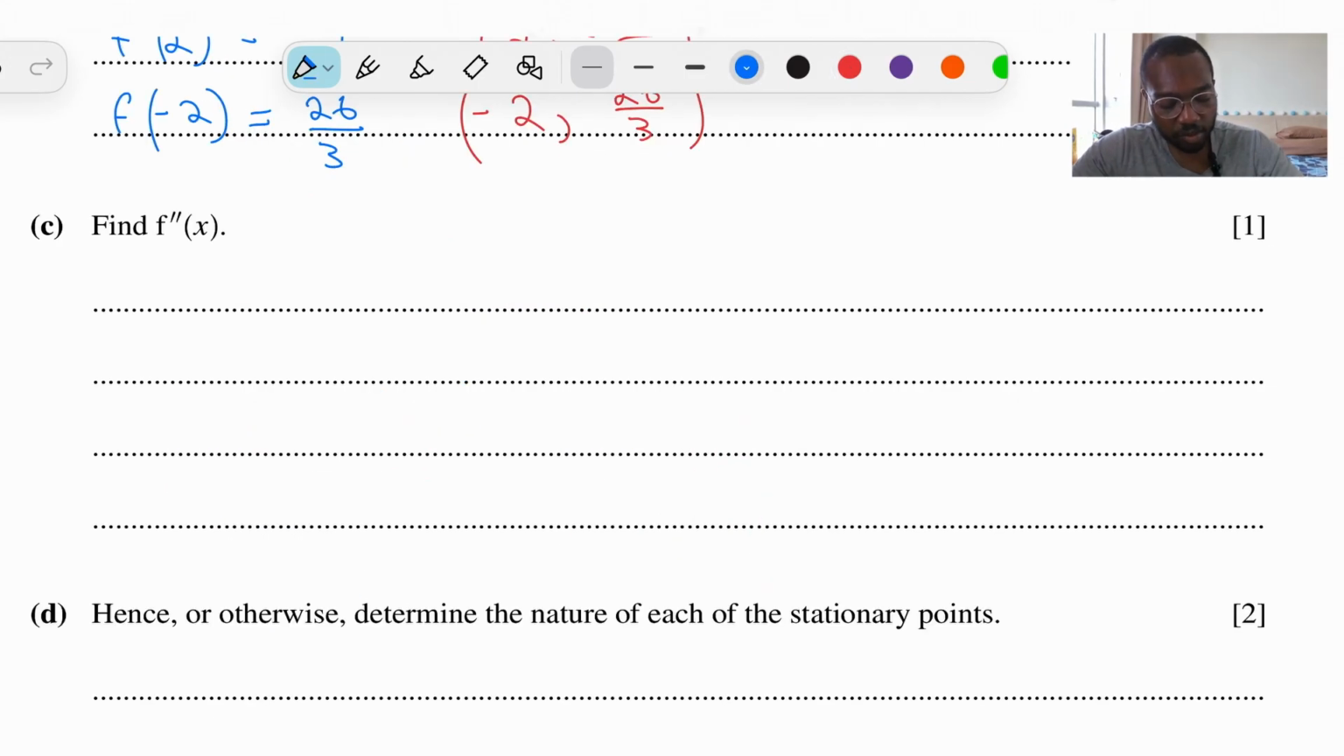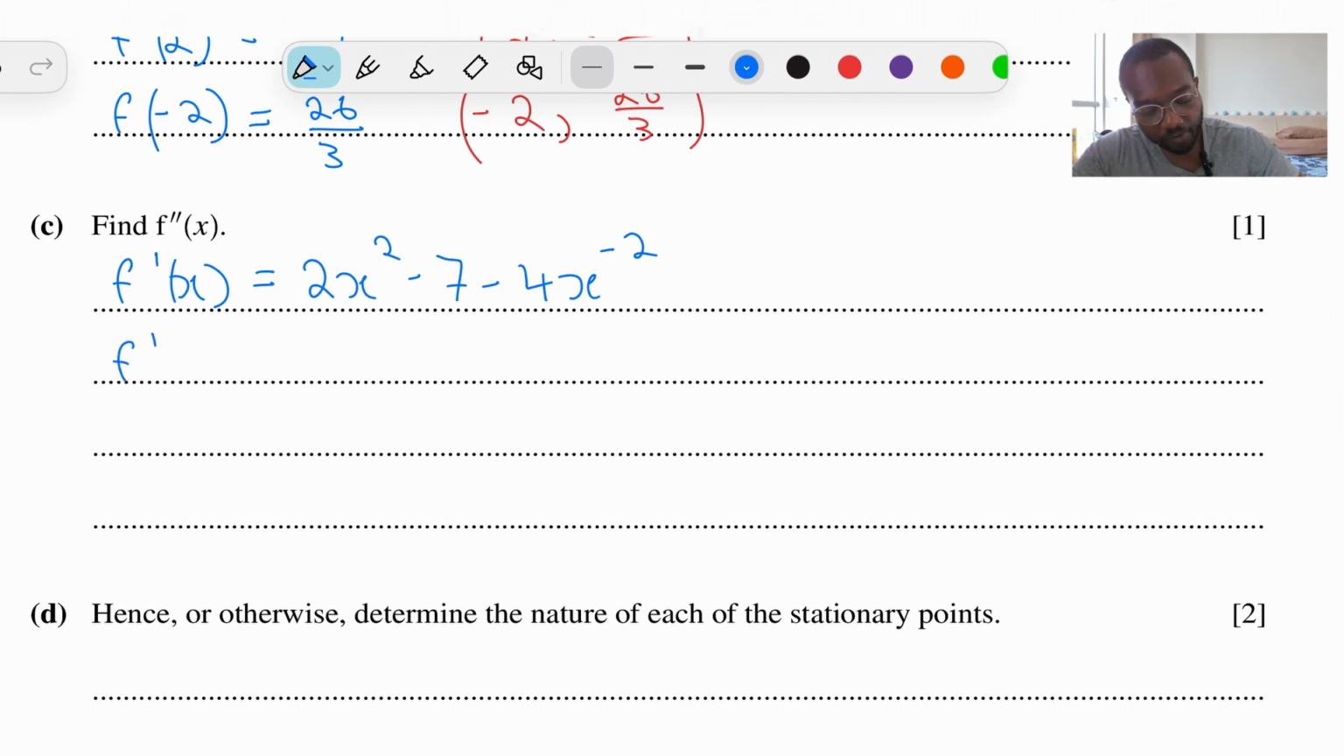So part C now, we just need to work out f dash dash x. So again, we just need to differentiate for a second time. So if we have f dash x, we know that was equal to 2x squared minus 7 minus 4x to the minus 2. If we differentiate that again, what do we get? Well, we would get an f dash dash x. Differentiating that again, that would give me a 4x. The minus 7 would go, and we would get a positive 8x to the minus 3. And yeah, that's f dash dash x.